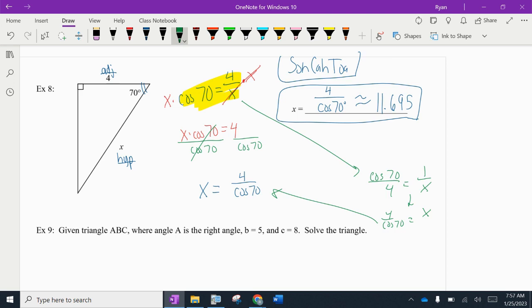I want you to analyze this one. Does this answer make sense? Again, the drawing might not be perfectly to scale, but based off of the numbers you see in the location, would you expect the x value to be something around this size?